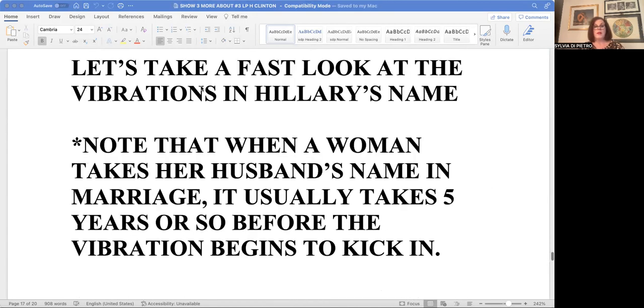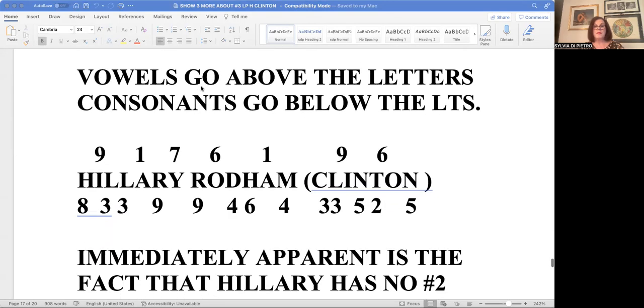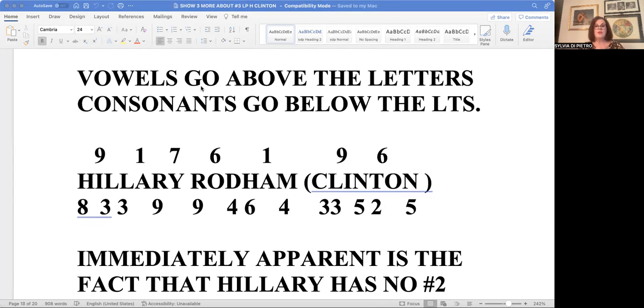Now let's take a fast look at Hillary's name, which is kind of like a little extra thing I'm going to add on here. As I mentioned, when a woman takes her husband's name, that name isn't really going to take effect until about 5 years. So in numerology, even though this is about the 3 life path, I'm going to show you here how we would be computing people's names.